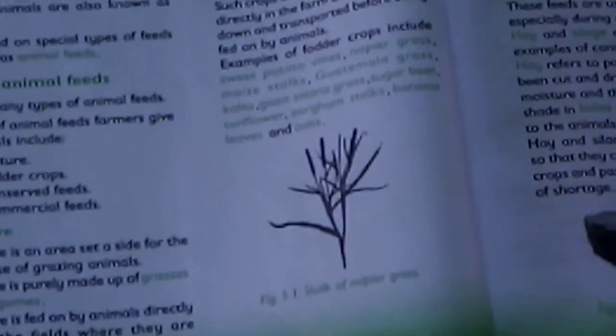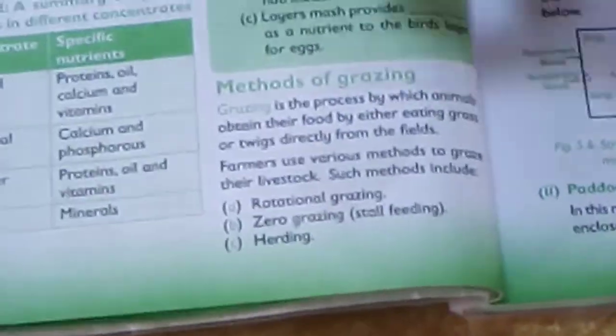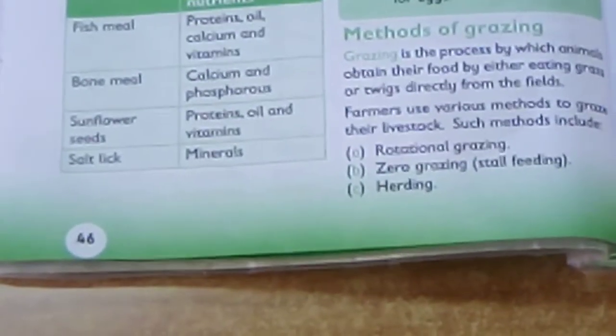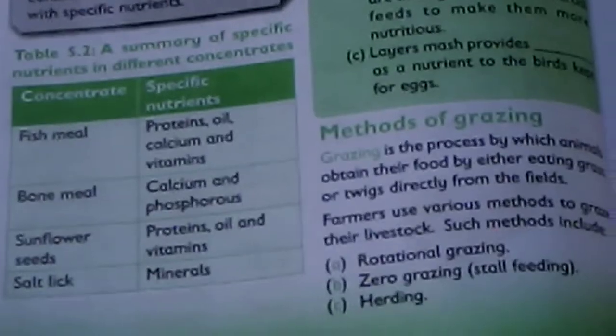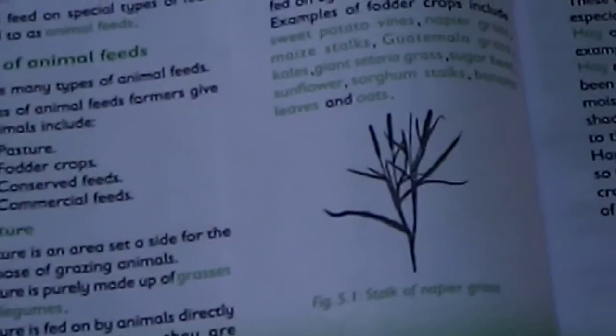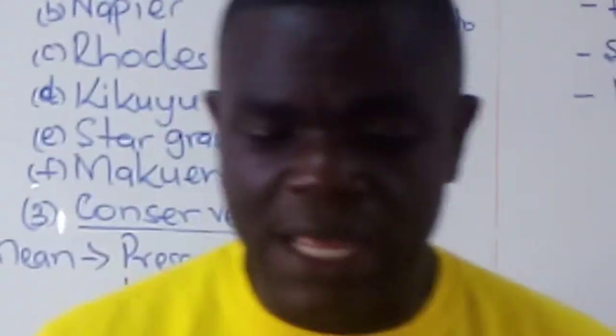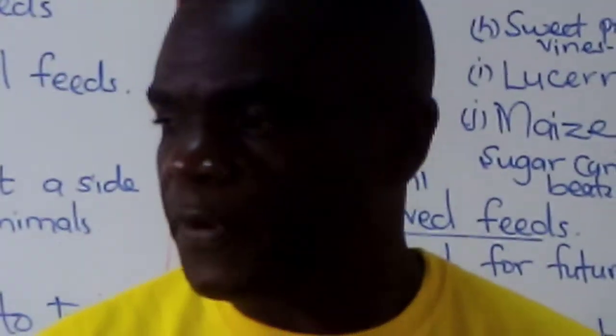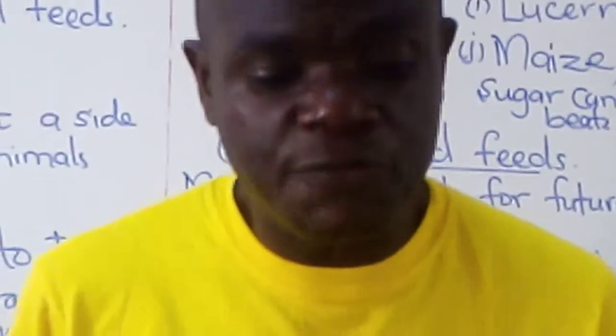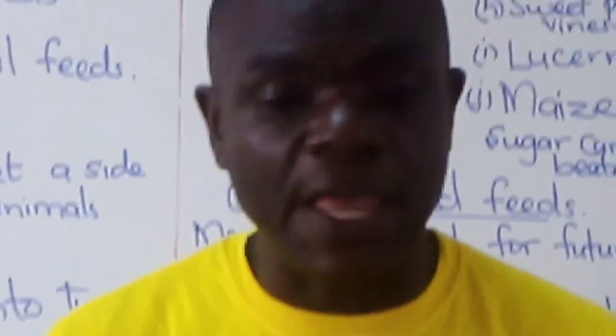We have a big chart of concentrates depending on the type of animal. Maybe the camera could show here, and I would like you to go and refer to page number 45 and page number 46 for commercial feeds, concentrates with specific nutrients and the animals that they are fed on. So having known the types of animal feeds, boys and girls, we will now be able to learn about different methods of grazing.